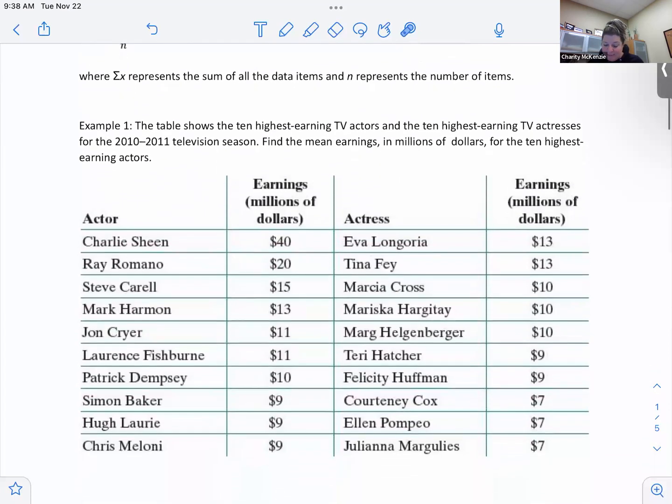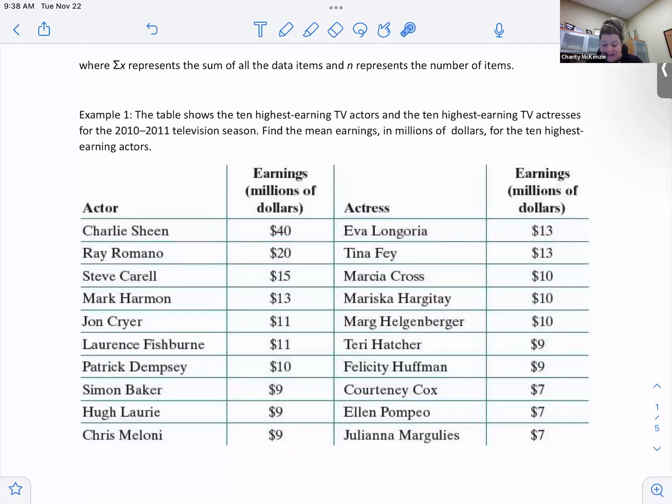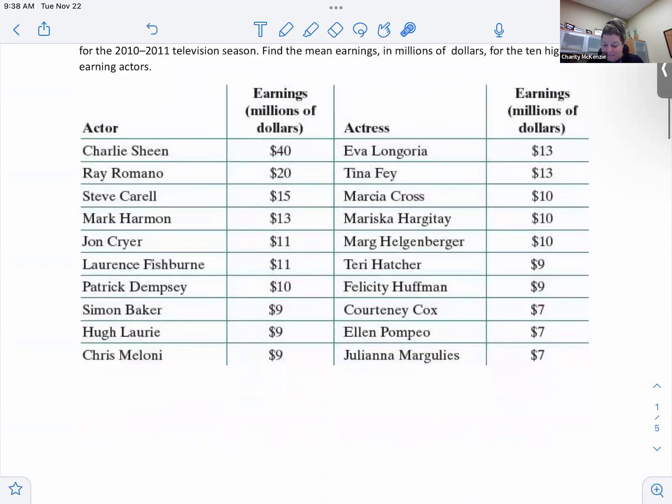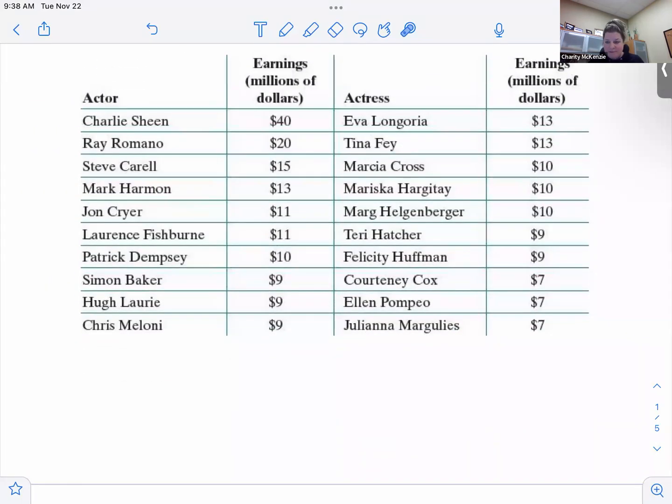So this table below shows highest earnings in millions of dollars for actresses and actors. I think this just looks like TV actresses and actors; this doesn't look like all women. Find the mean earnings in millions of dollars for the 10 highest earning actors. So we have to look at the actors and the actresses separately, and we're going to find the mean. So these are the men, so let's look at them first. Men, men, men, and then women, women, women.